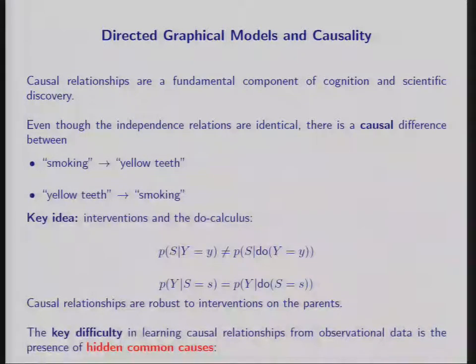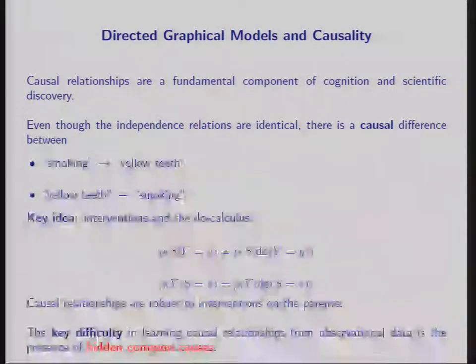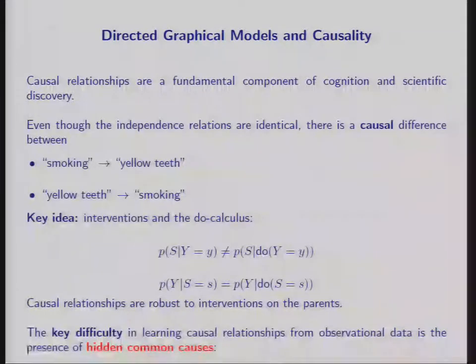I want to mention this very, very interesting topic of causality, just in one slide, which is to say that directed graphical models are statements about conditional independence between variables, but they can also be interpreted with some caution as a representational tool for causal relationships. So causal relationships are clearly fundamental to human cognition and also to all of scientific discovery.